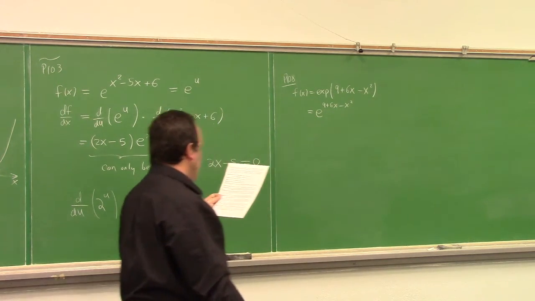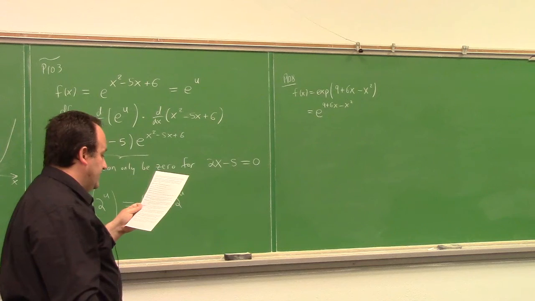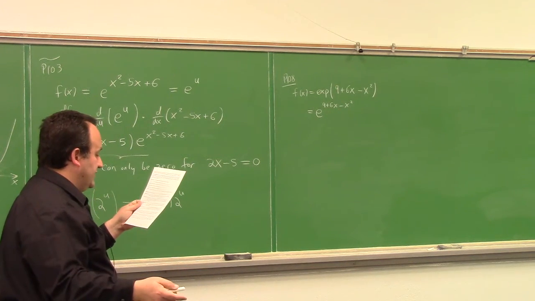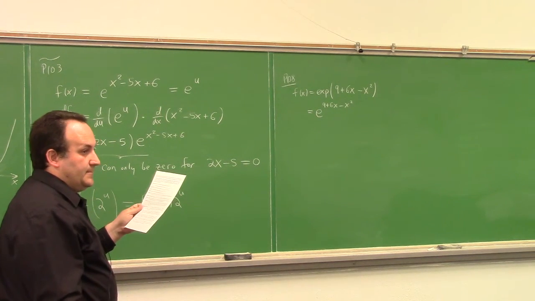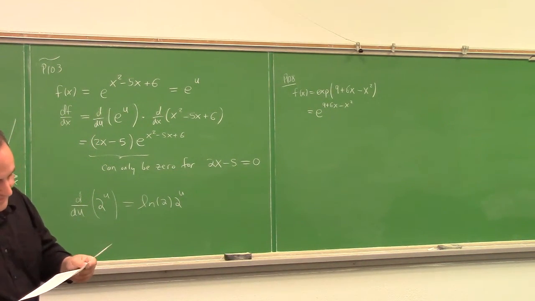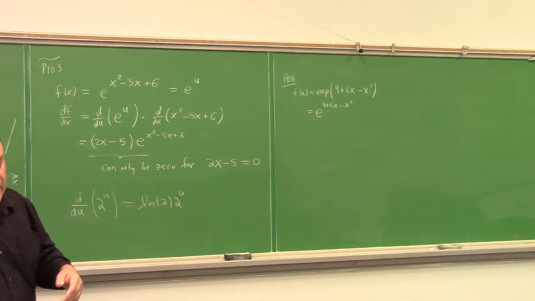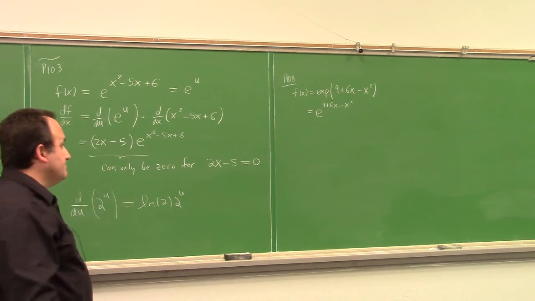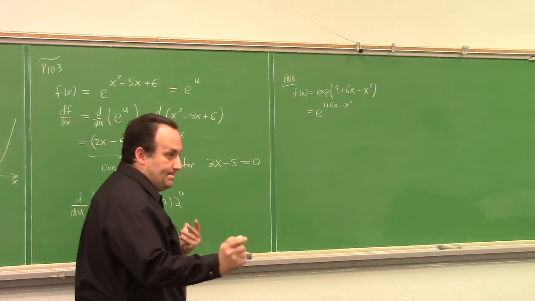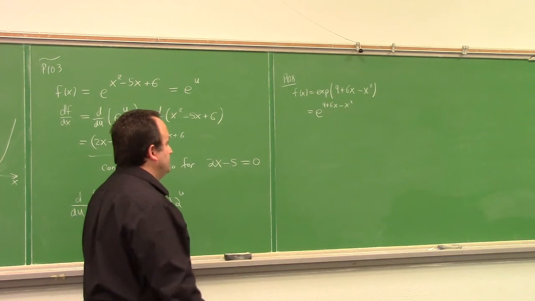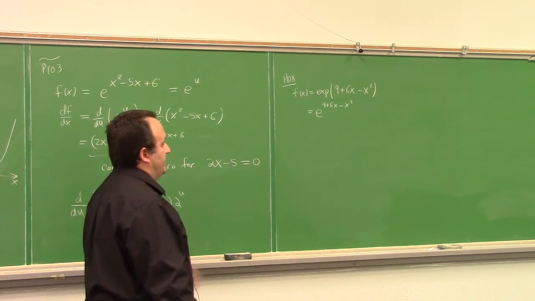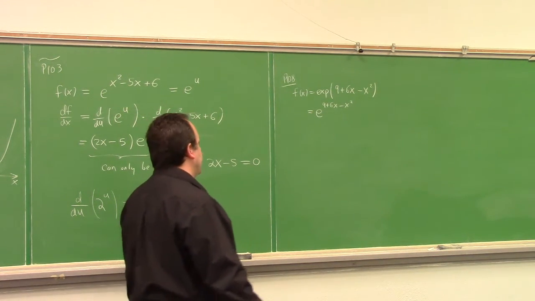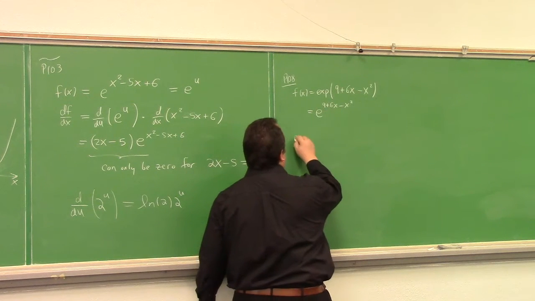Here, you're supposed to find critical numbers, and also intervals of increase, decrease, and intervals of concavity. And you're also supposed to sketch the graph. So we can work it out if you want. I think it's not a bad use of our time. What's df/dx here?